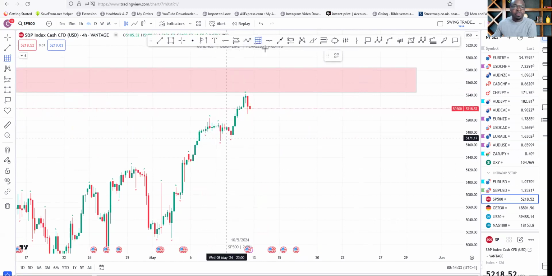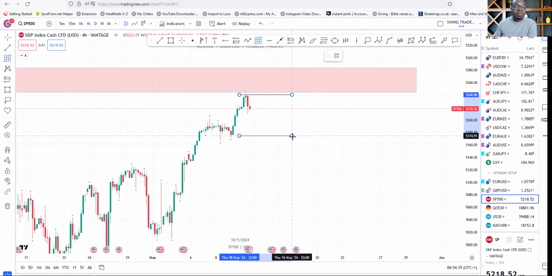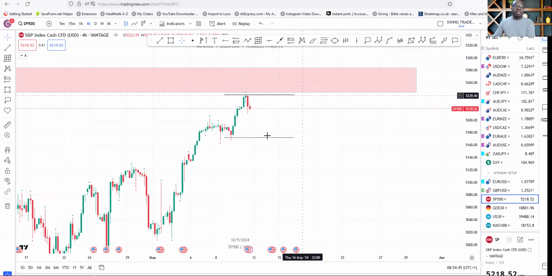What does the market give us? The market gives you a range. We can see that the recent high range on the 4-hour time frame is this. This is the new range that the market has right now. That's the new range. So where are we at? We are in the premium zone where the market is selling, and we don't want to sell.